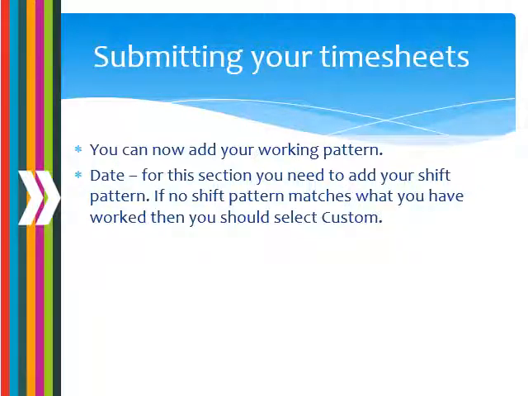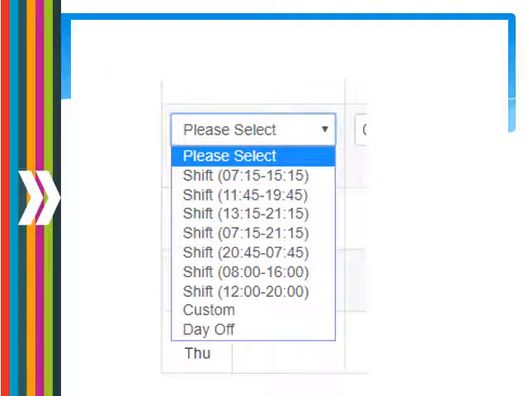You can now start to add your working pattern for this day. In the date column, for this section, you need to add your shift pattern. If no shift pattern from the drop-down menu matches the shift you have worked, then you should select Custom at the bottom of the page.